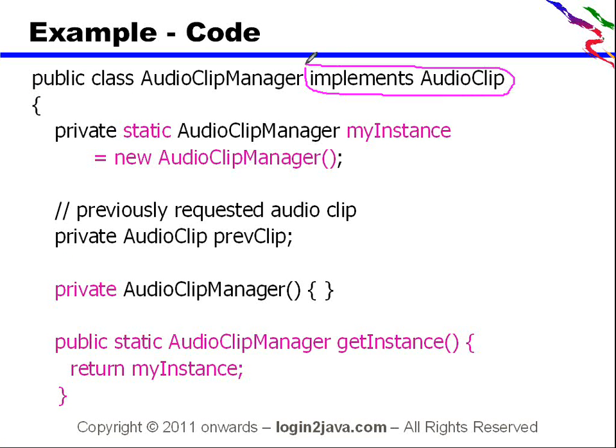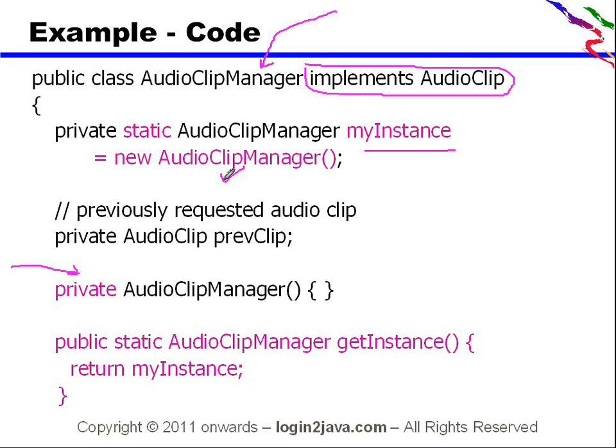It implements AudioClip. There is an interface that this manager is implementing. That interface can have methods like play and stop. It has a private static AudioClipManager, myInstance, the only instance, and as soon as this class gets loaded into the memory, the instance gets created, new AudioClipManager. This is the only constructor, which is private, and is used within this class to create the only instance.